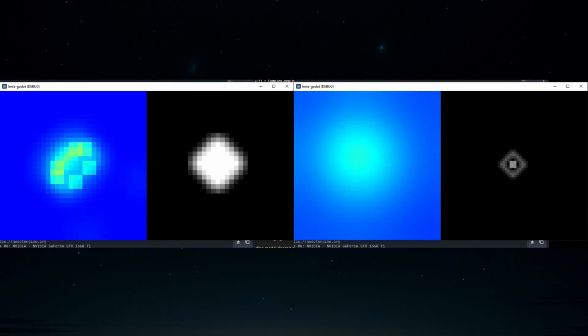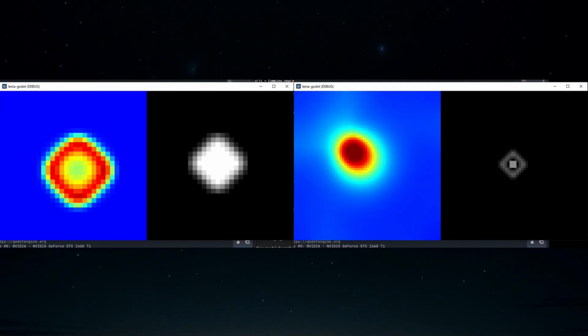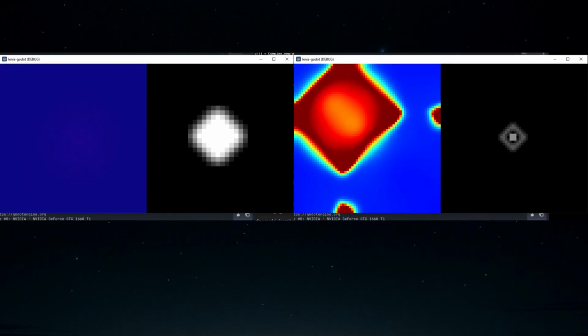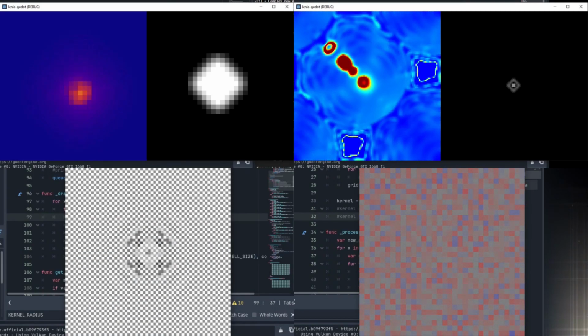Have you ever wondered how complex lifelike patterns can emerge from simple rules? In this series, we'll explore just that by recreating Lenia in Godot. Let's look at some of those early prototypes and experiments.